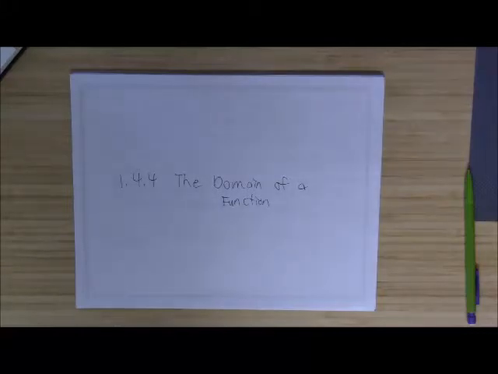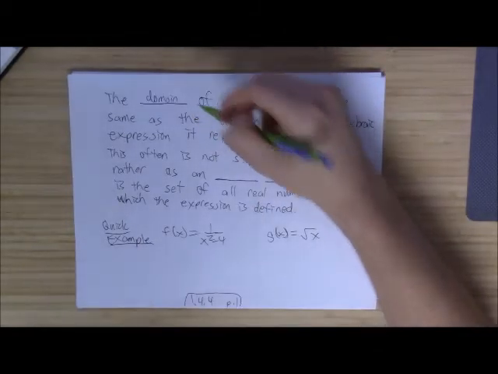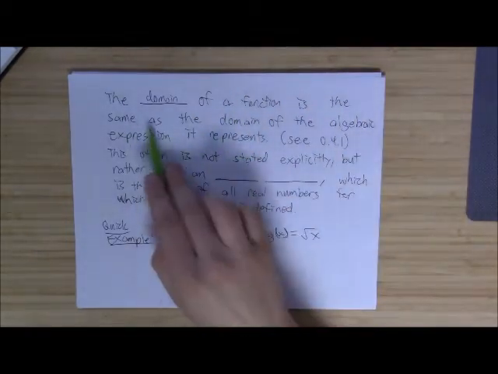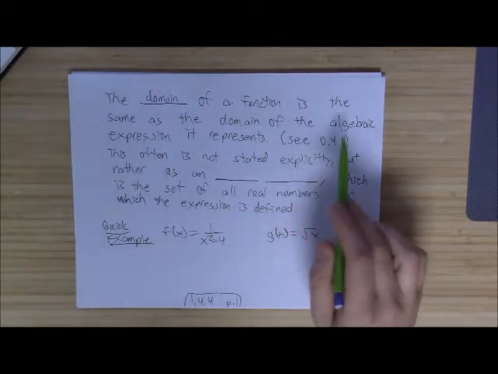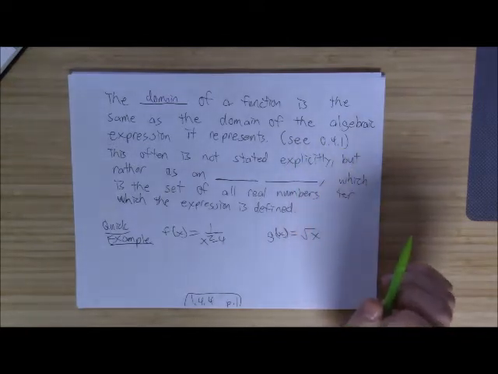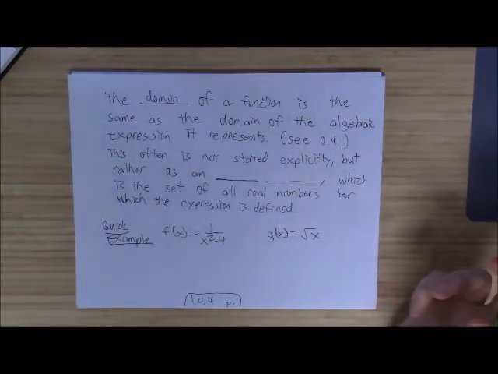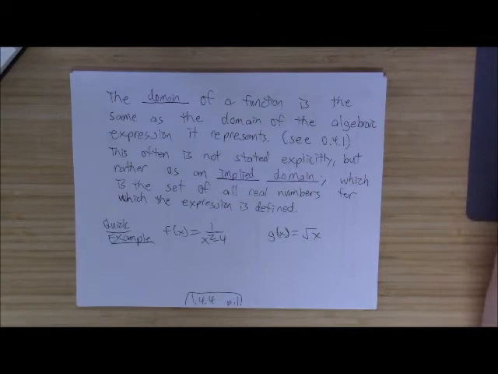In this video, we're going to talk about the domain of a function. So to begin with, the domain of a function is the same as the domain of the algebraic expression it represents. For more on that, be sure to see video 0.4.1. This often is not stated explicitly, but rather as an implied domain, which is the set of all real numbers for which the expression is defined.